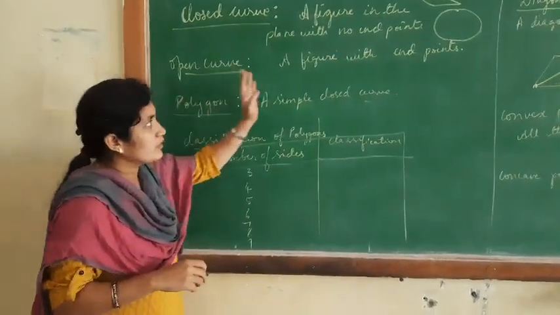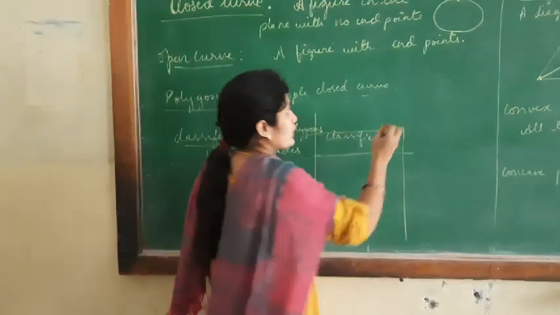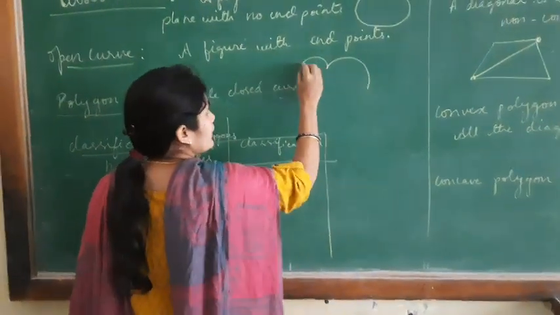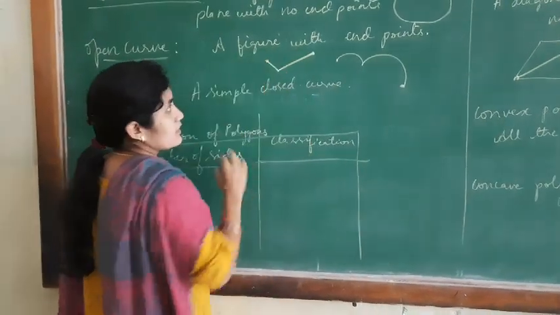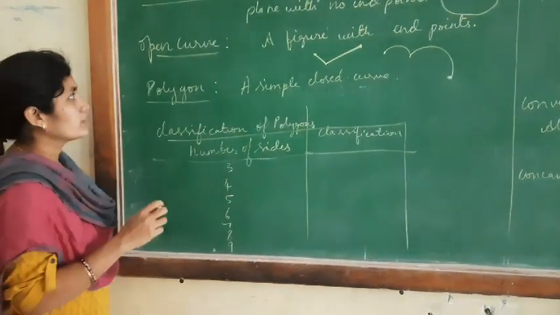Second, open curve, a figure with end points. For example, you draw a curve where you have end points. Such figures are called open curves.